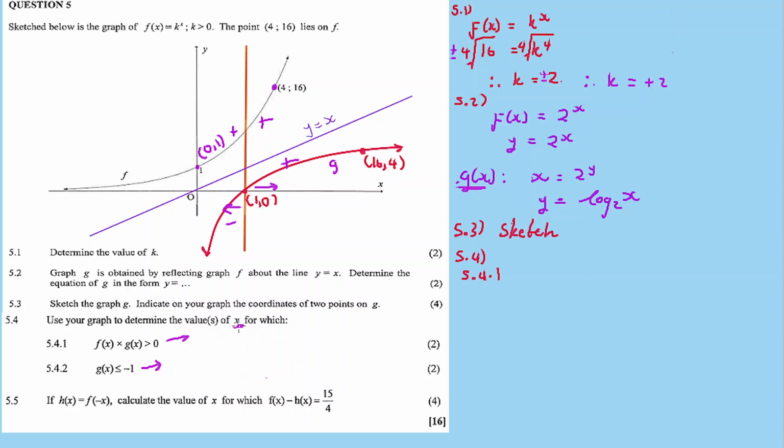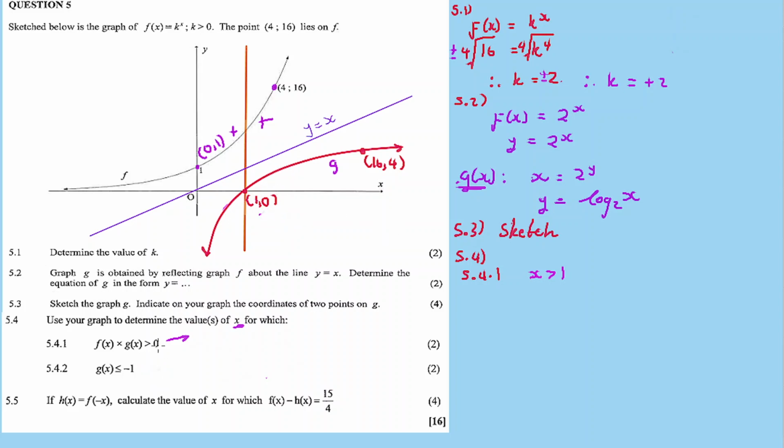Remember, we want values of x. This line is at 1 and 0, so it means x is equal to 1. So to the right of 1, both functions are positive. Whenever x is greater than 1, both g and f are positive, so this is what I'm looking for. If I go to the left of x equal to 1, I'm getting a negative function and a positive function, which is not what we want.